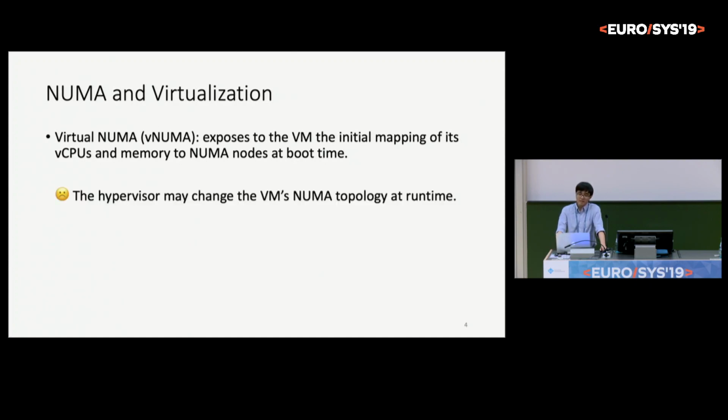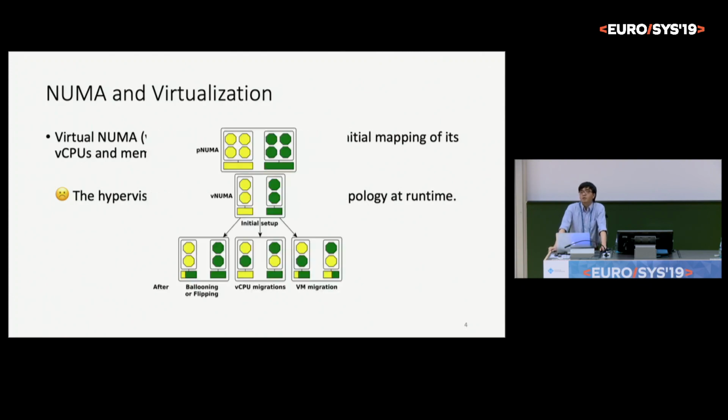The problem arises with vNUMA when the hypervisor changes the resource mapping at runtime. It can migrate the VCPU and memory bases of the VM to different nodes, and the application and the guest OS don't know about the changes, and continue to use an incorrect topology, or a stale topology, leading to bad performance.